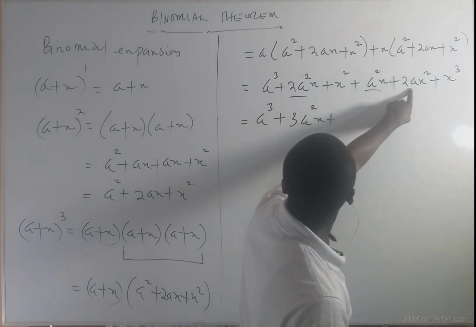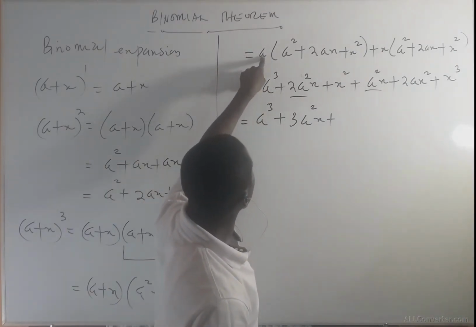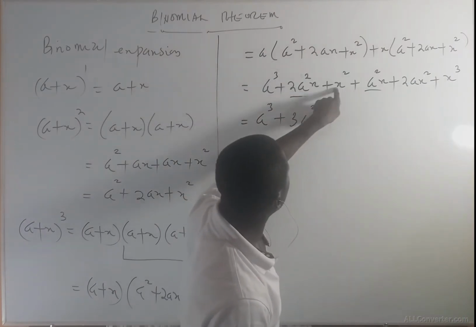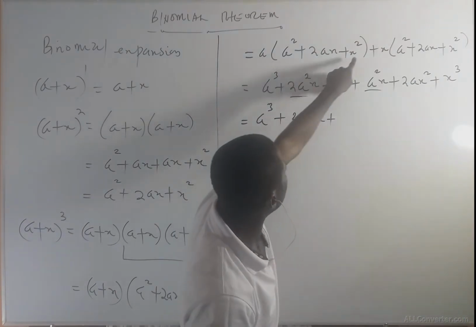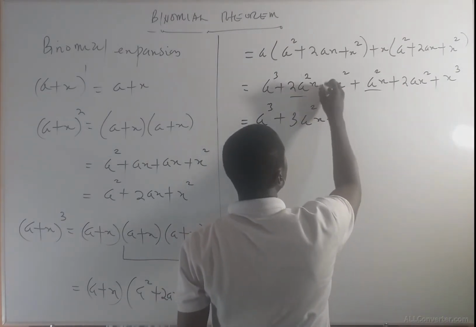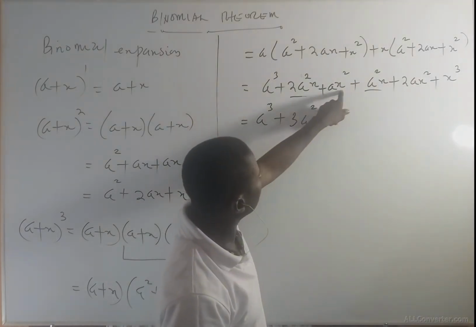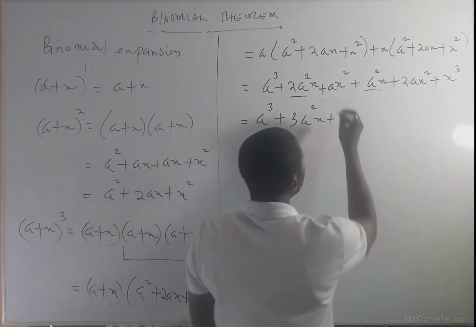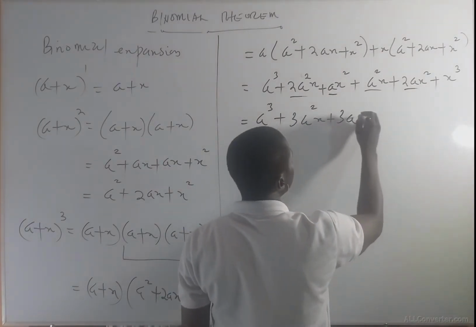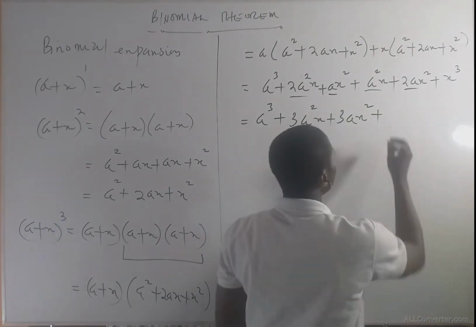Okay, so now let's look at what is happening here. Now, when we multiply this by this, we are getting this. When we multiply this by this, we have this. And when we multiply a by x squared, don't forget, it is not x squared. It is a times x squared, which will give us ax squared. So we have an ax squared term here, we have another 2ax squared term here, and that will give us 3ax squared. And the only x cubed term we have is x cubed.